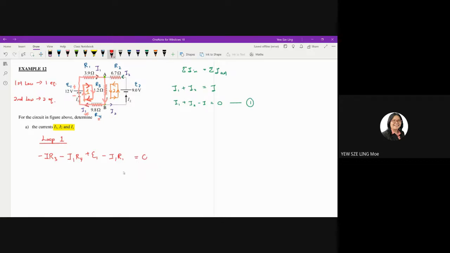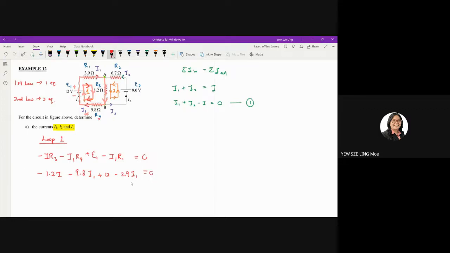So what am I going to do next? I'm going to plug in the values. I have R3, so negative 1.2I, minus 9.8I1, plus 12, minus 3.9I1, equals 0.